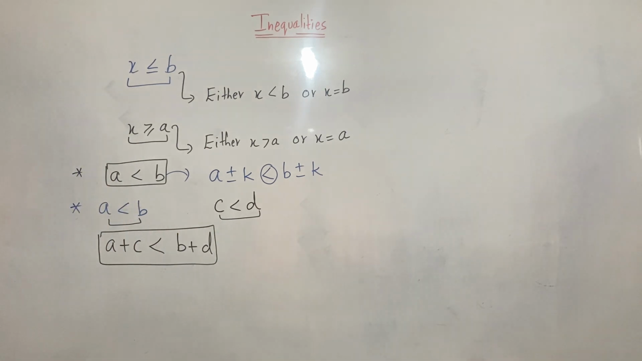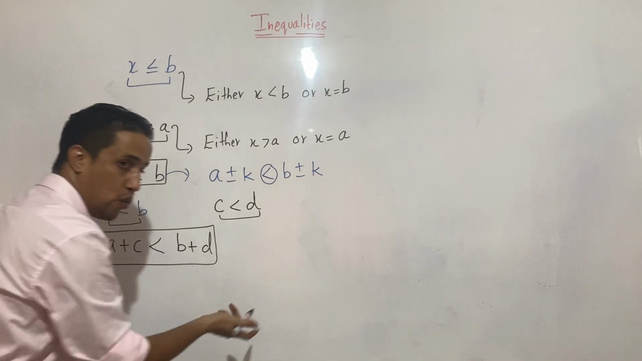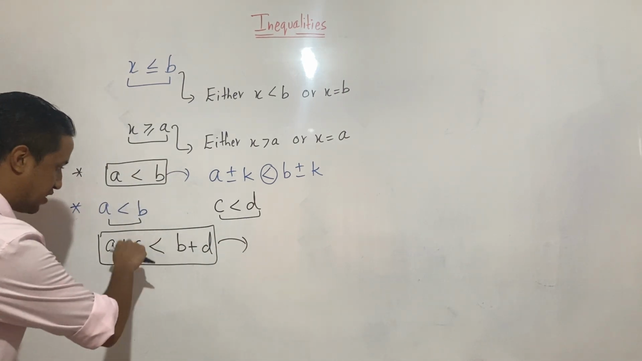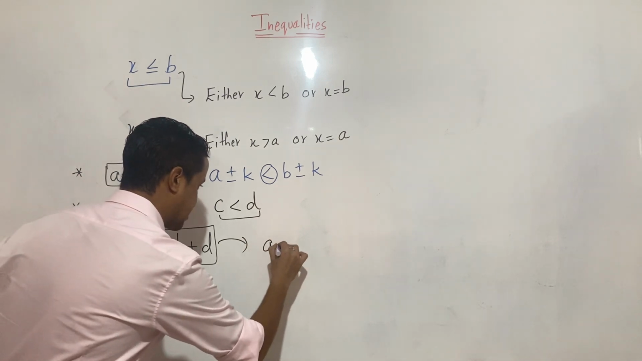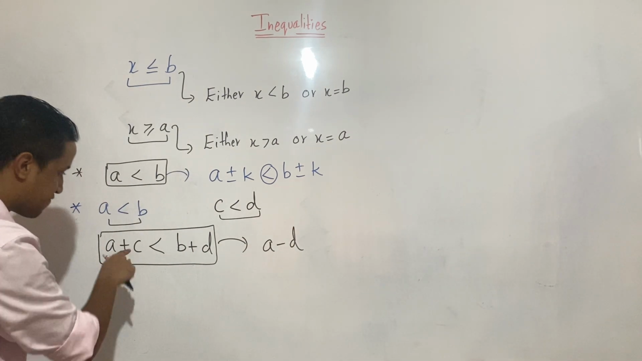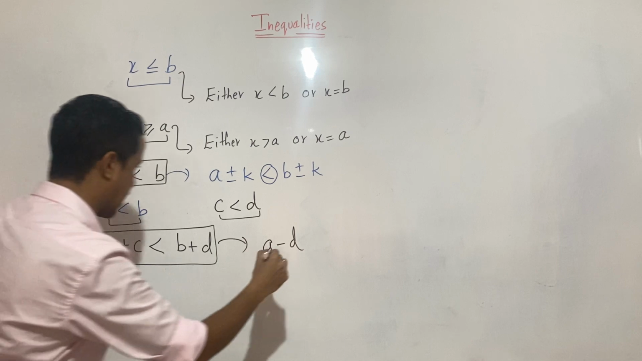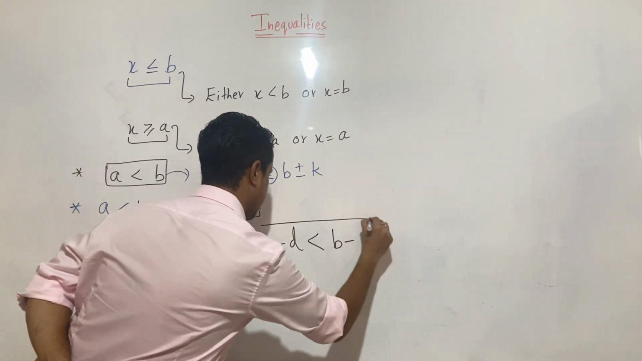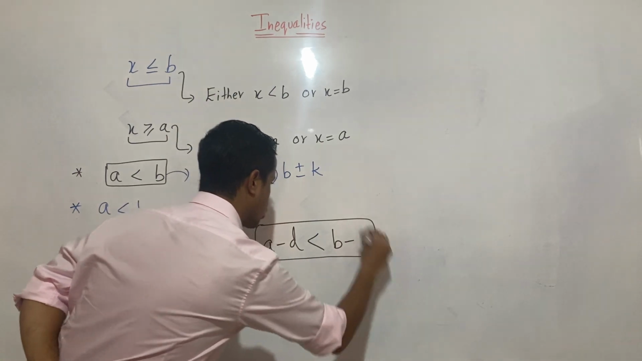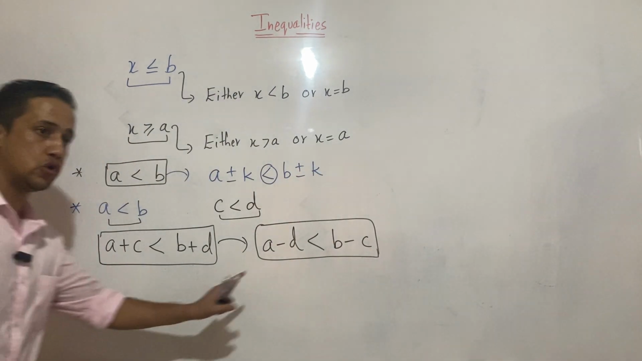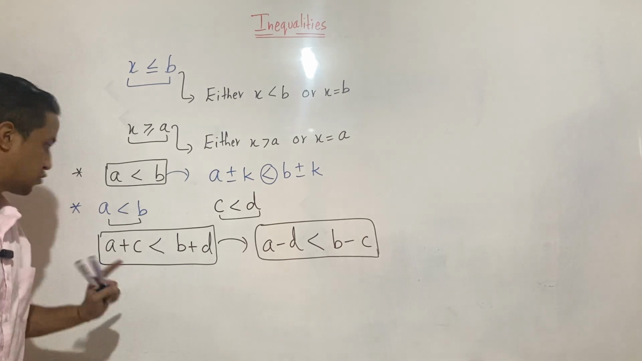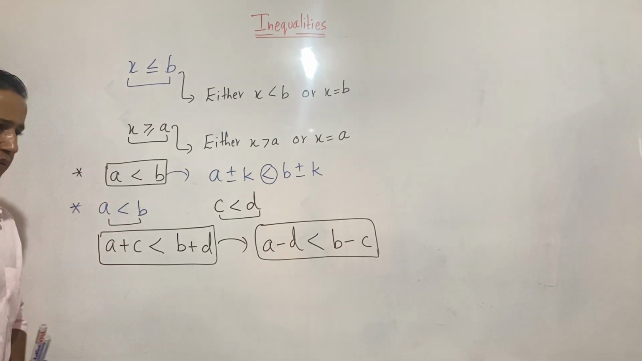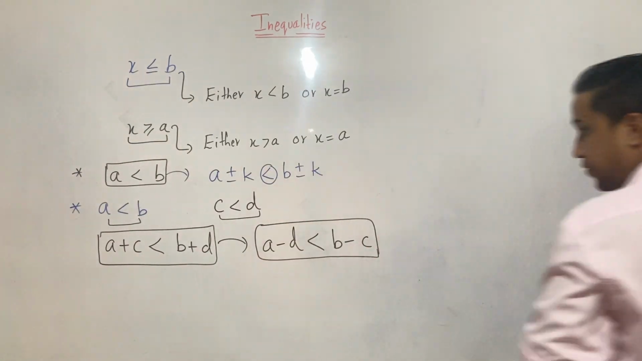You must know this. The other way to write this: if I bring d to this side, it becomes a minus d. And if I send c to the other side, it will be b minus c. So this is also a result that you can derive or deduce from here. This is simple. Now come to the next one.